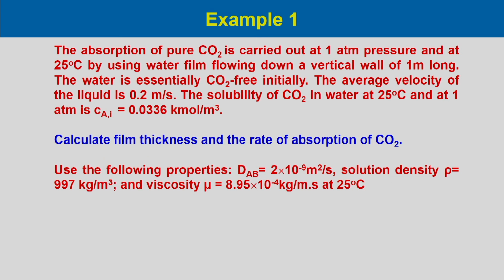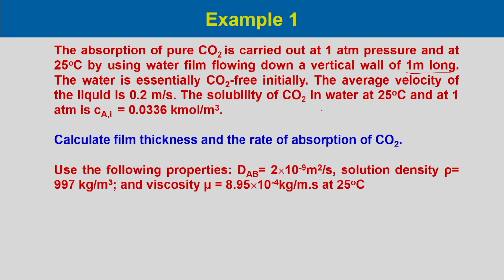Now, let us take an example. The absorption of pure carbon dioxide is carried out at 1 atmospheric pressure and at 25 degree centigrade by using a water film flowing down a vertical wall of 1 meter long. So, the length of the vertical wall is 1 meter. The water is essentially CO2 free initially, that means C_A0 is equal to 0 at y equal to 0. The average velocity of the liquid is 0.2 meter per second.